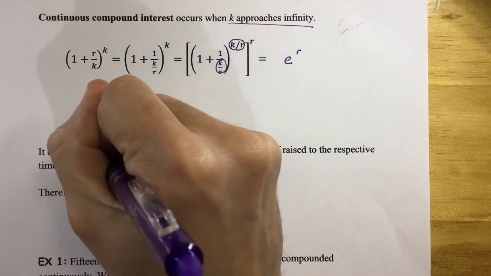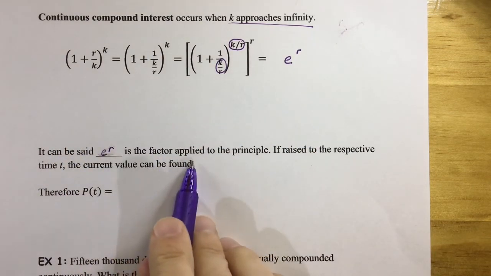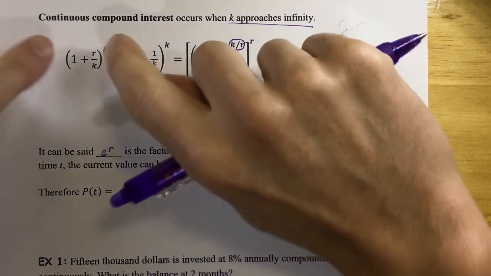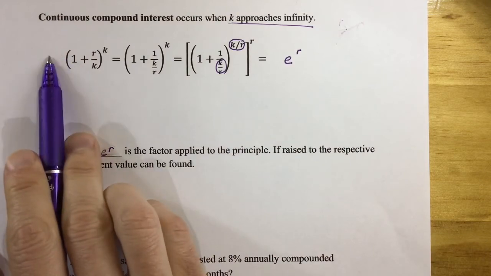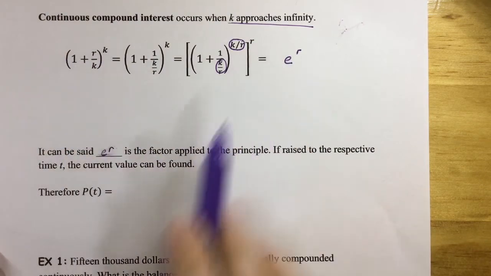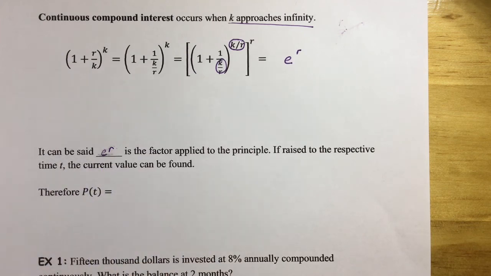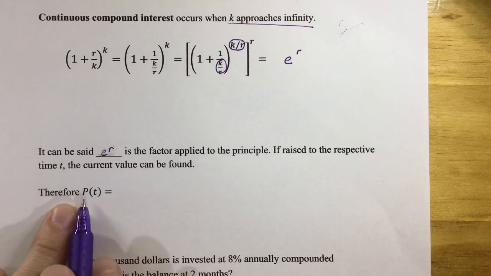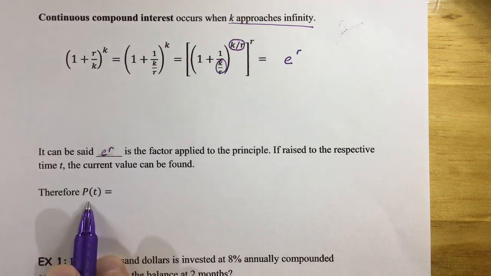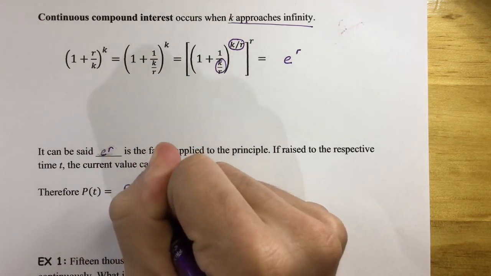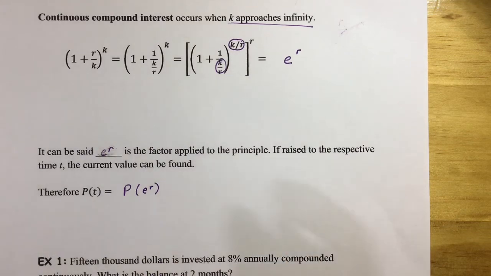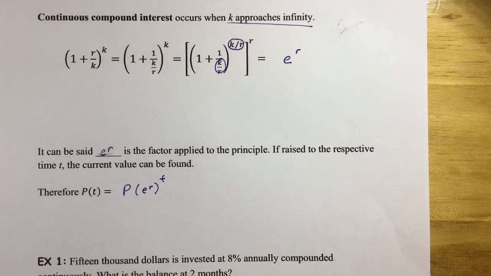It can be said e to the r is the factor applied to the principal. If I go back to this part here, you could imagine the p-value just sitting right out front, and then all of that is actually e to the r. So e to the r is the factor applied to the principal. If raised to the respective time t, the current value can be found. So P of t, our balance at the end of some amount of time t, is going to be your principal multiplied by e to the r, but then that has to get raised to whatever time you want.